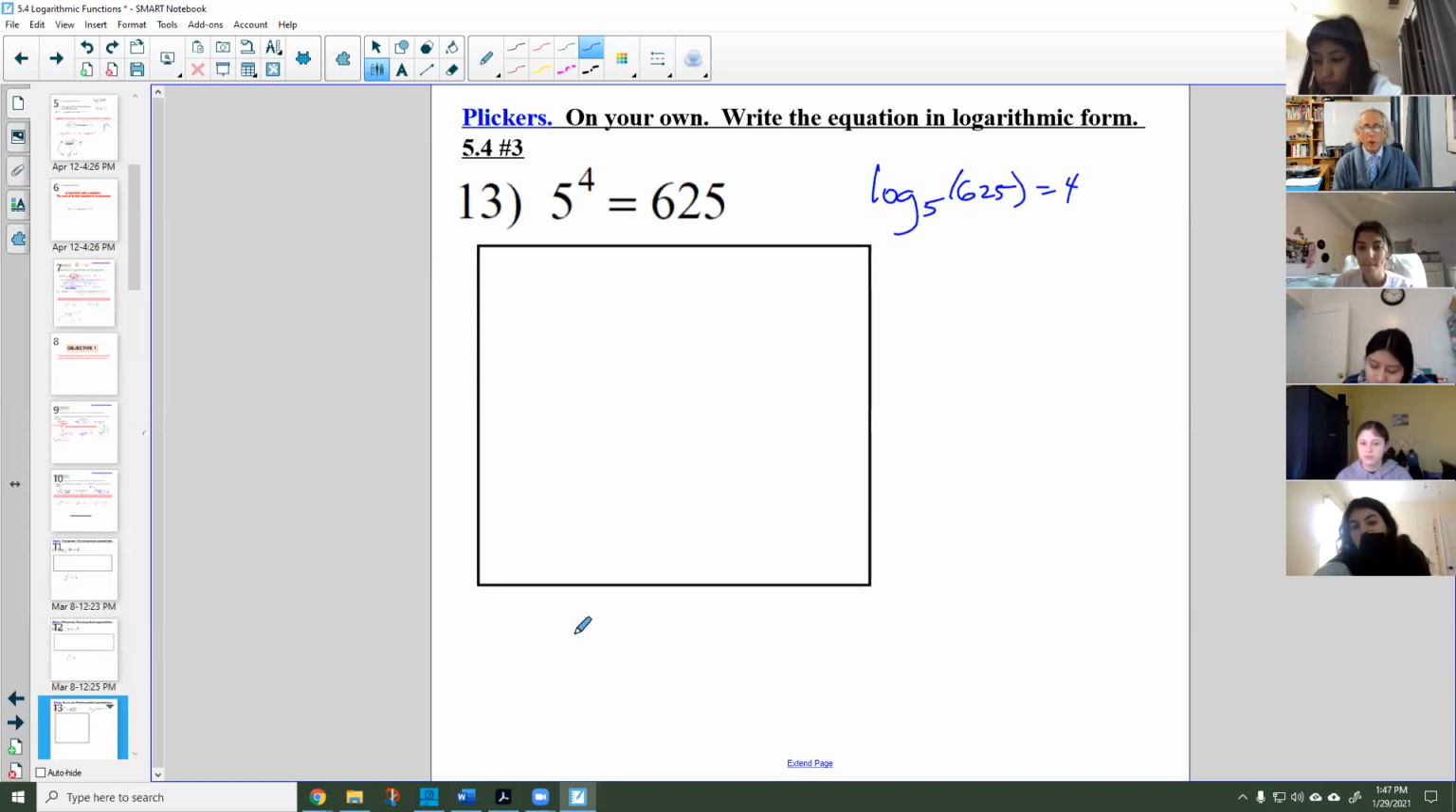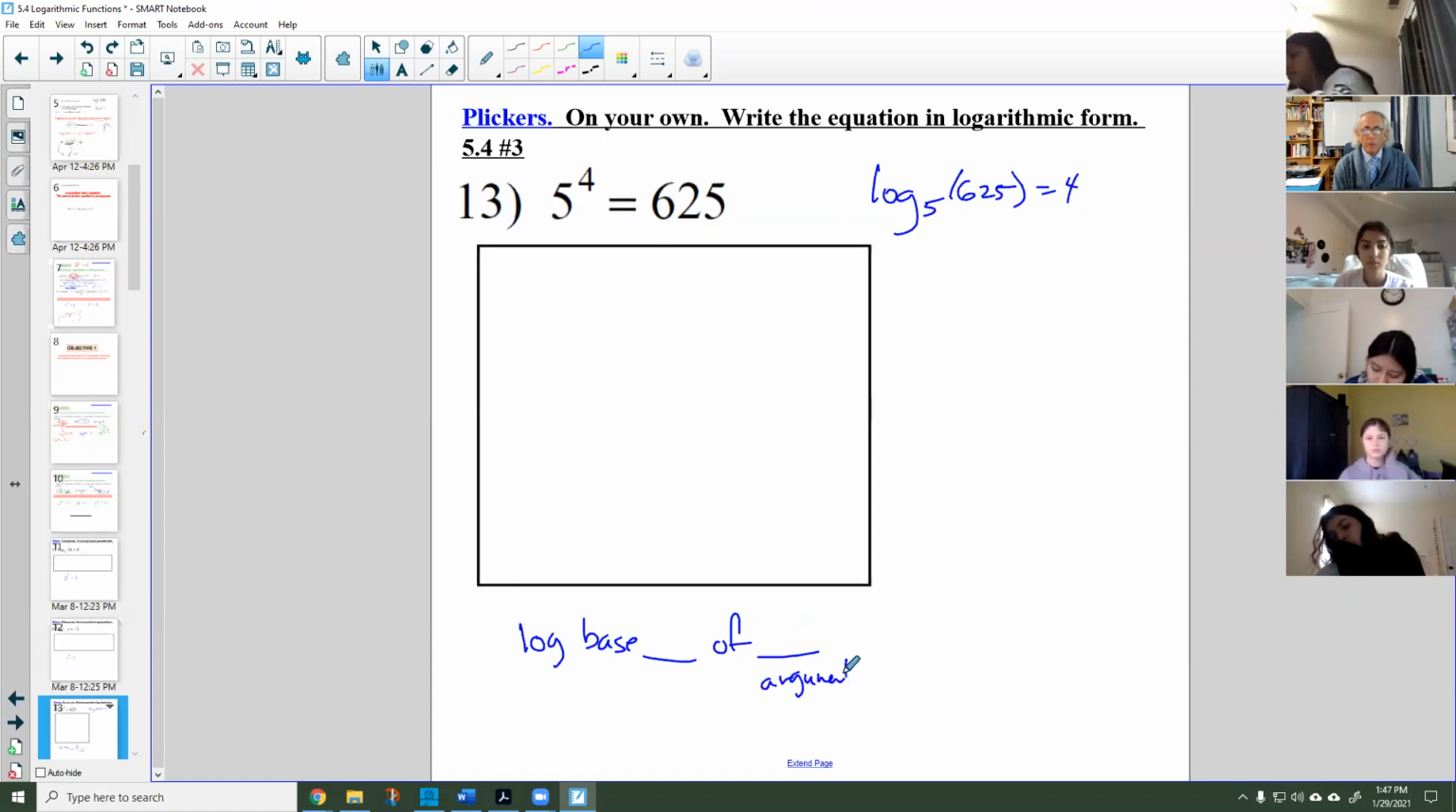The way we describe these is we say log base, and then whatever the base is, of, and then whatever the argument is. So that would be log base 5 of 625 is equal to 4. Okay, you'll get used to that. That's not such a big terrible deal.